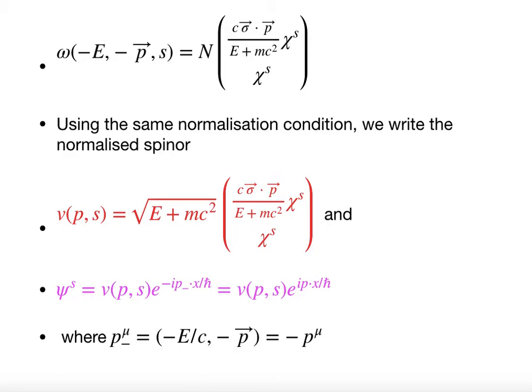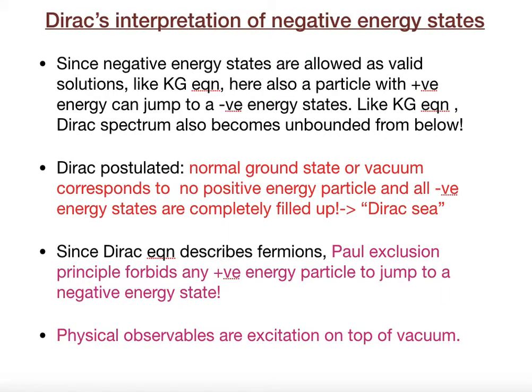Now here you have written these negative energy spinors, but how to interpret these negative energy solutions? How to get stability in the spectrum? That question we now have to answer. So we will use Dirac's interpretation for negative energy states. As I mentioned, negative energy states are valid solutions like in the Klein-Gordon equation, and that creates a problem: it will make the spectrum unbounded from below.